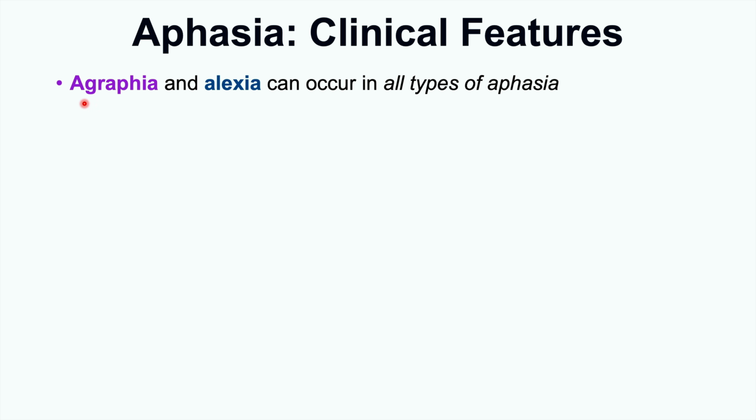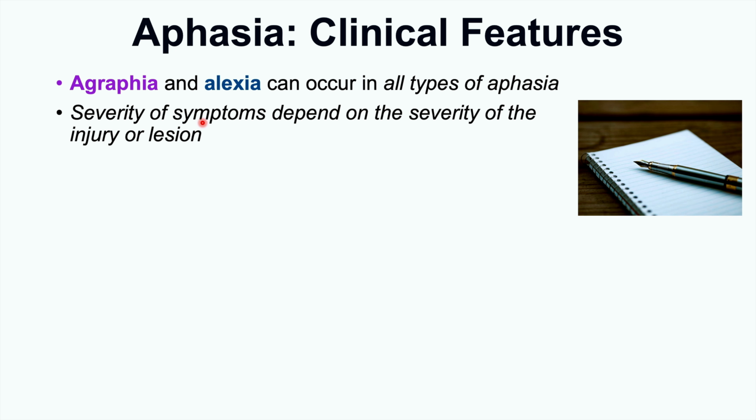Some other clinical features of aphasia include agraphia and alexia. So agraphia is going to be an inability to write. Alexia is going to be an inability to read. This can occur in all types of aphasia. And the severity of symptoms that we talked about before is going to depend on the severity of the injury or lesion. And depending on the underlying cause of the aphasia, we can see other types of signs and symptoms.